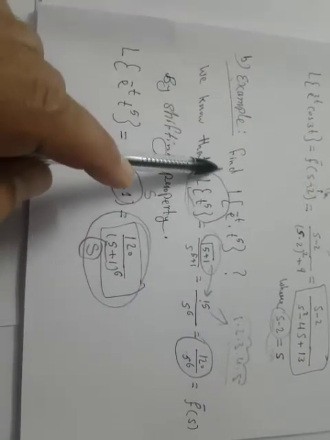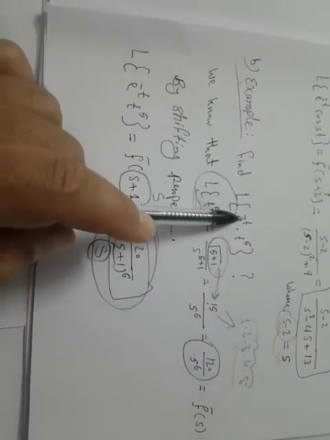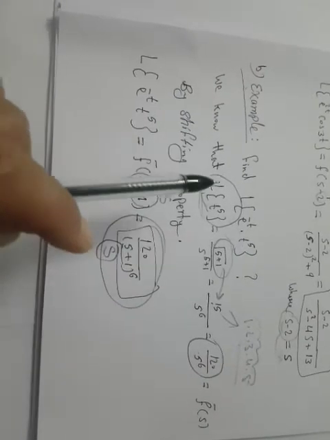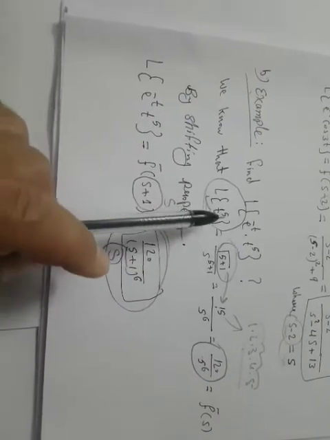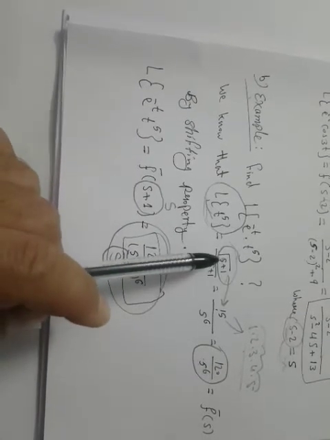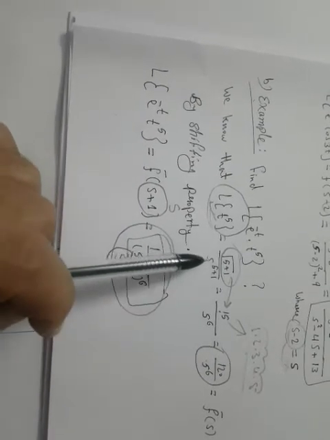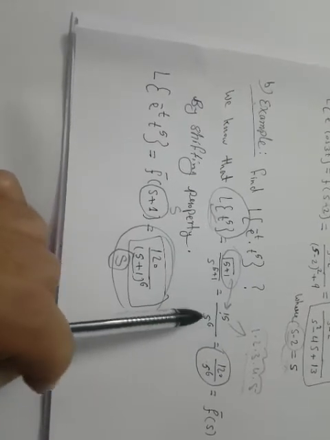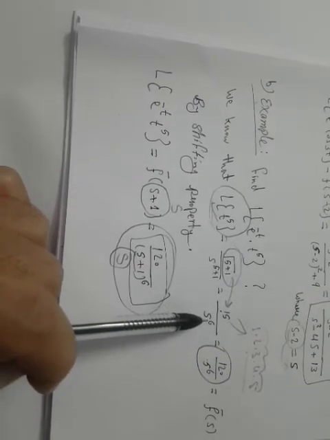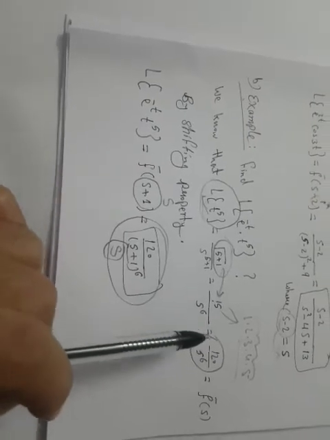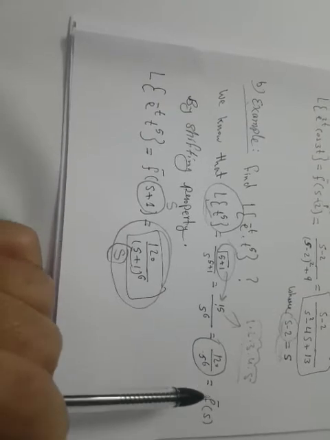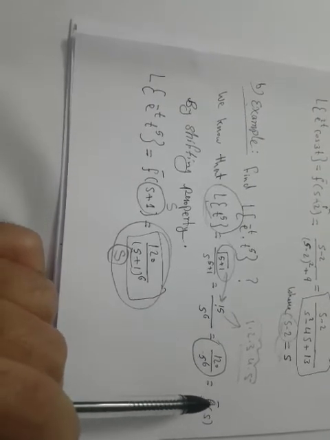Next example, find the Laplace transform of e to the power minus t times t to the power 5. Here we know that the Laplace transform of t to the power n is equal to gamma n plus 1 upon s to the power n plus 1. So in place of this we can write n factorial upon s to the power 6, which is equal to 120 upon s to the power 6, is equal to f bar of s.